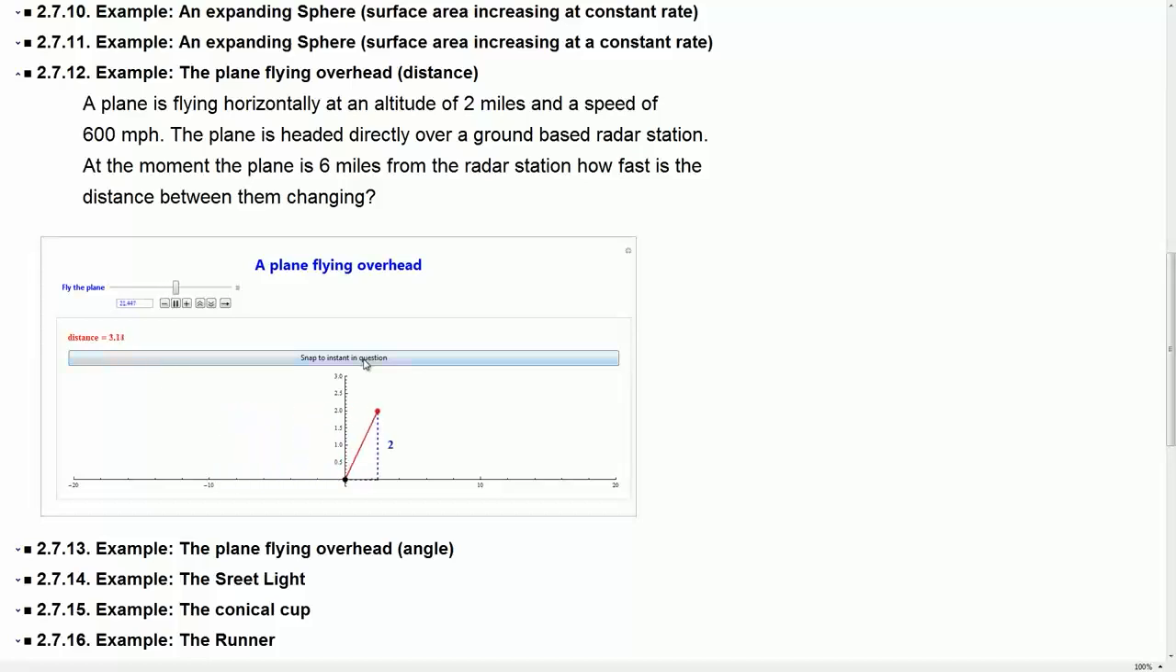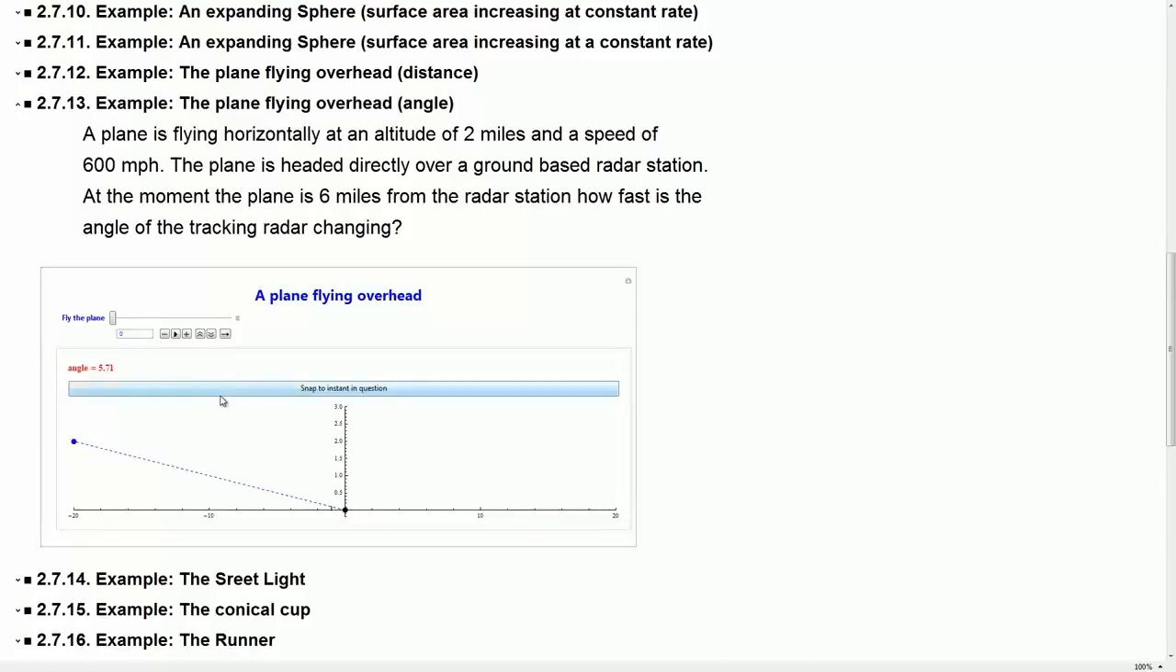Boom. Oh, I need to pause this. Snap to it. There it is. When the distance here is 6, how fast is the distance between them changing? Not how long is this. We already know that's 6. But this red line, how fast was it shrinking or growing at that instant in time? Because obviously that red line gets longer and shorter as the plane moves. So we want to know an instantaneous rate of change of that red line.